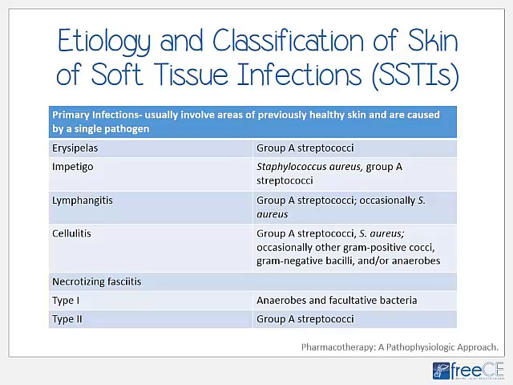You can have type 1 and type 2. Type 1 is caused by anaerobes and facultative bacteria, whereas type 2 is usually caused by group A strep. So really we're going to be focusing on cellulitis, but because when we talk about cellulitis, it's frequently lumped into our skin and soft tissue infections, or SSTIs, I thought it was pertinent just to go over a little bit of information relative to all these different types of infections, because you may hear other terminology related to them.